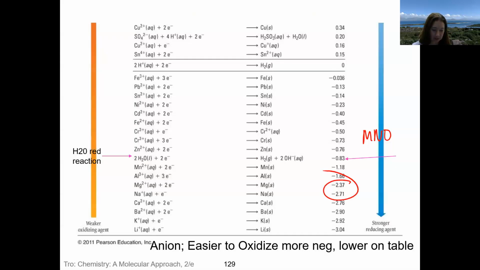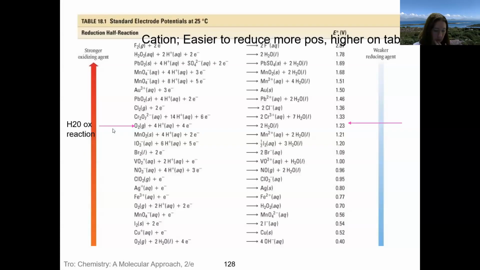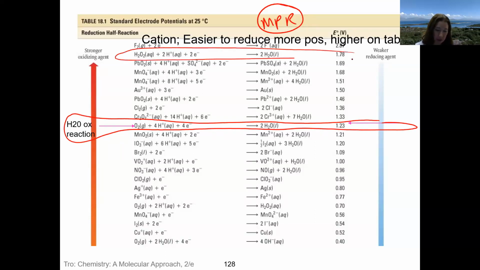I really need to move this. So here's kind of the main water reduction one right here. This is the reduction reaction for water. And this is the one we most often use for the oxidation of water. So again, there's another one up here. We just don't use it as often. This is the one we most often use. Okay, so you just kind of need to remember which ones are which when we're doing this.